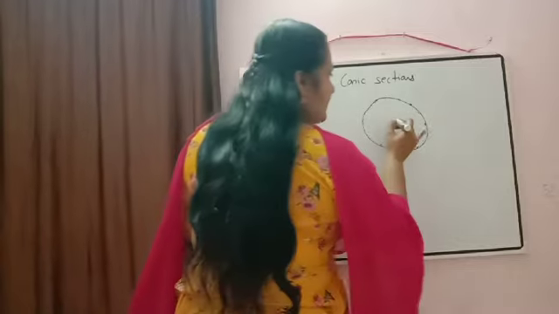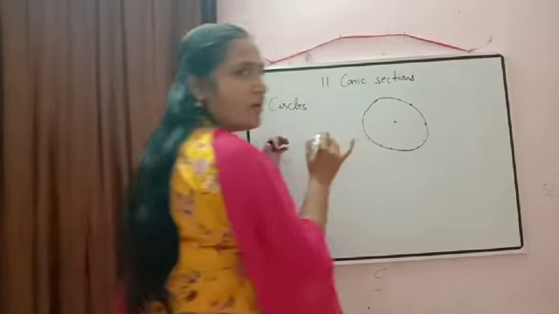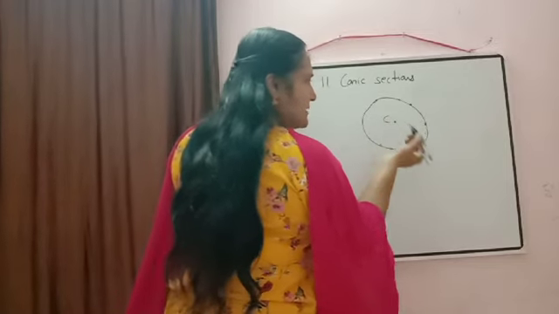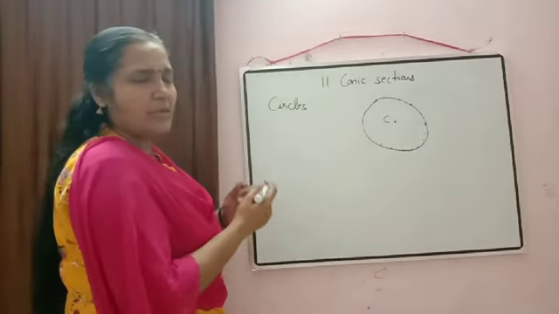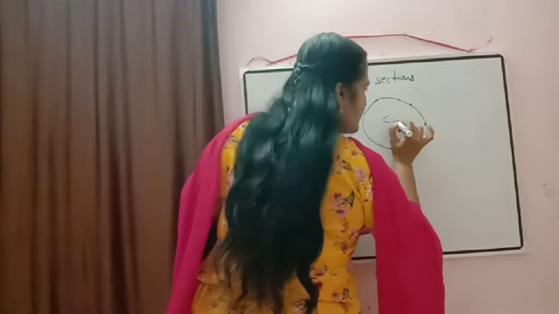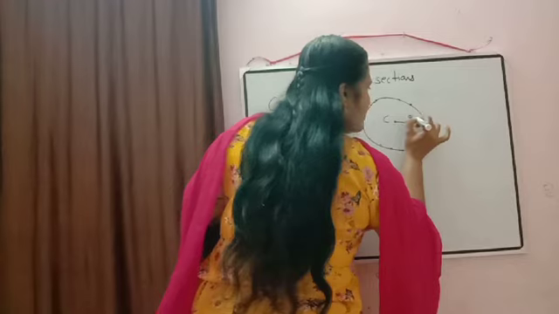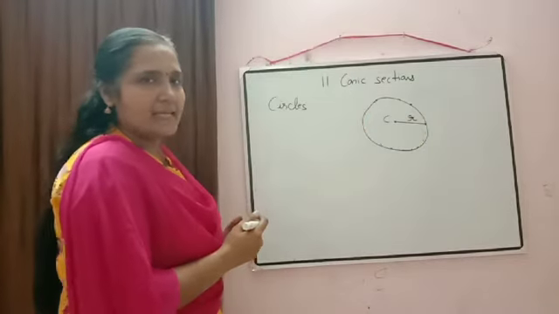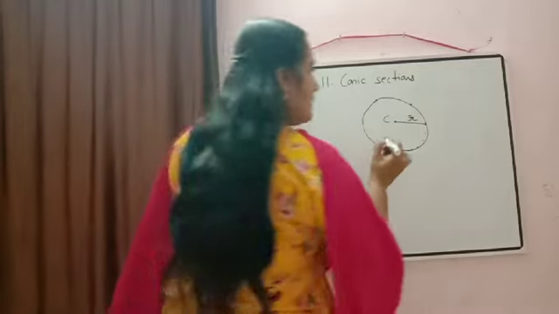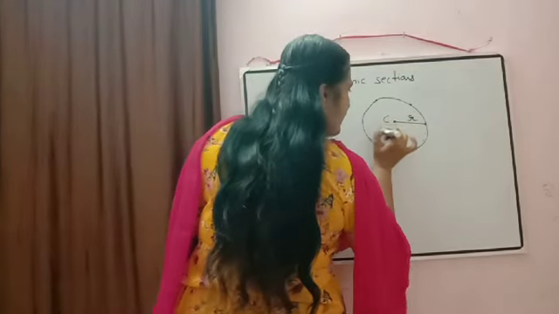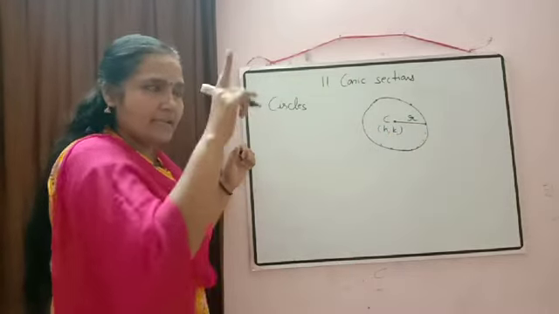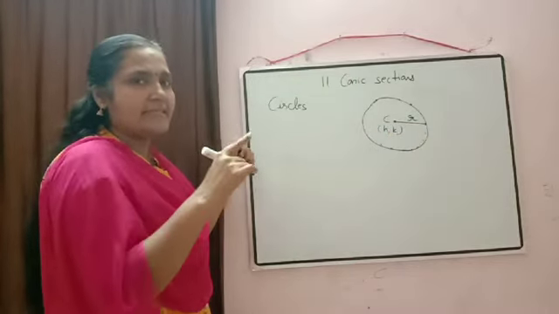Here the fixed point is called the center of the circle, and you can denote it by C or O, whichever point you want. This fixed distance is called its radius, which we denote by R. Now in this topic, we will denote the center of the circle by the coordinates h comma k. Now we are discussing everything in the coordinate system.